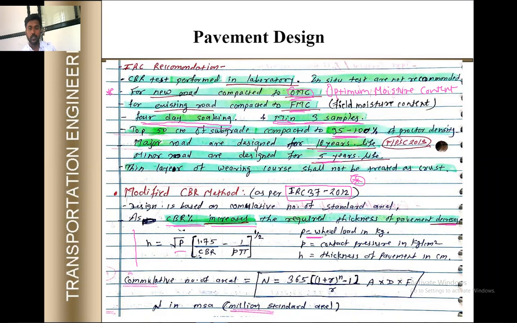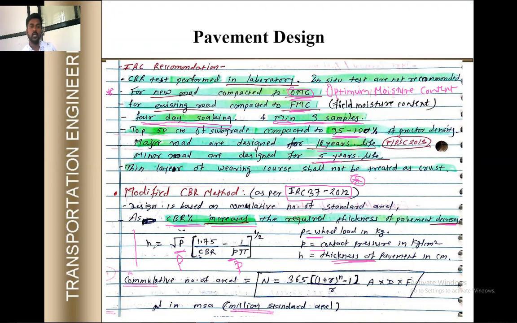What is P? That is wheel load in kg. This is capital P and this is small p. Small p is the contact pressure in kg per centimeter square. H is the thickness of pavement that is required.